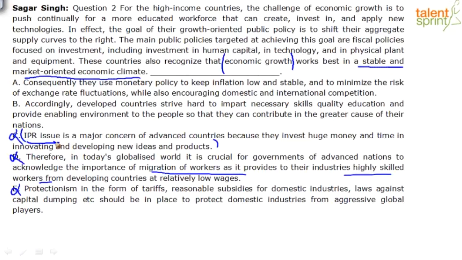B. Accordingly, developed countries strive hard to impart necessary skills, quality education and provide an enabling environment to the people so that they can contribute in the greater cause of their nations.